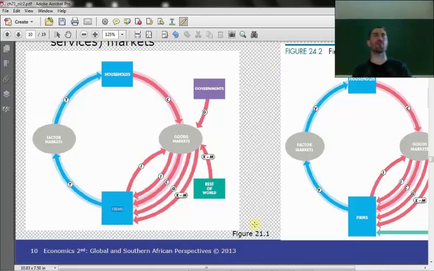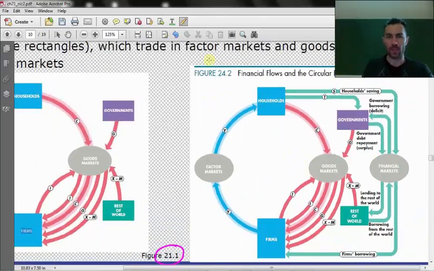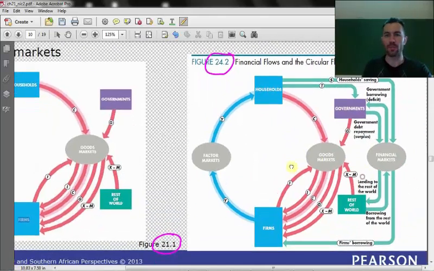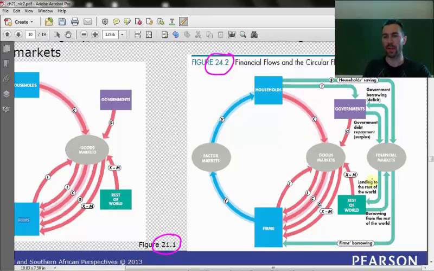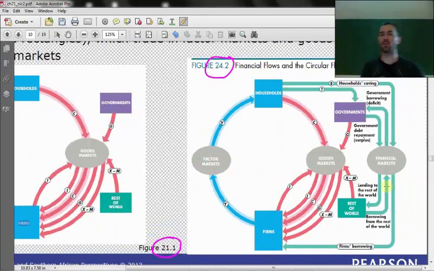This is called the circular flow diagram. This is the diagram that you will see in chapter 21. The diagram that you see in chapter 24 is a little bit more exciting. There's all these green lines going on. The one in chapter 21 doesn't have them. This one's more exciting. What is the circular flow showing us? The circular flow diagram is kind of a summary of what's happening in our economy.